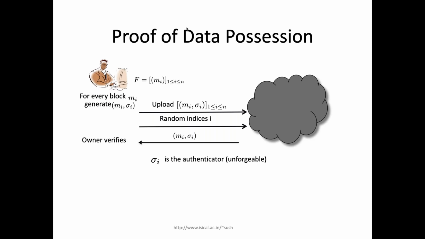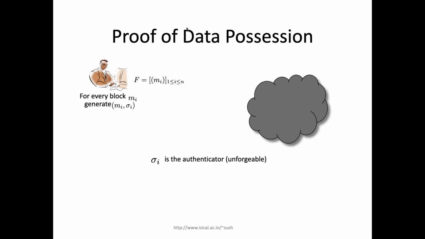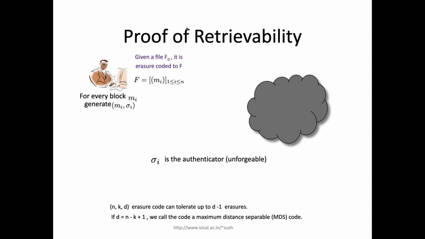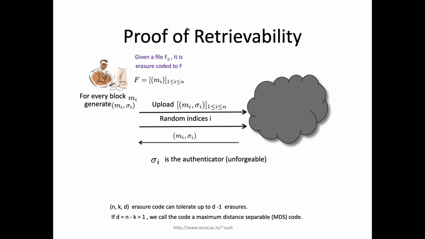Now, here you would need no storage at the data owner's end, but you would still incur a considerable amount of communication overhead for getting this mi and sigma i. I'm not going to talk more into details, but if you would like to recover the data in case there have been certain failures, you could also incorporate this in this type of technique.